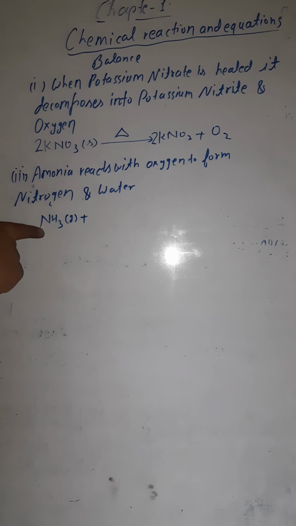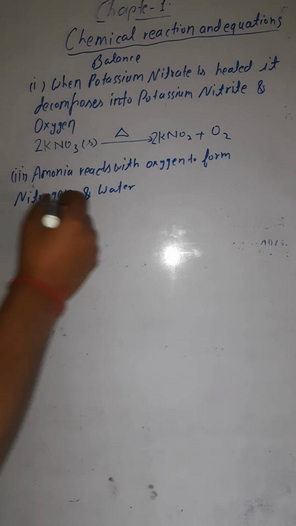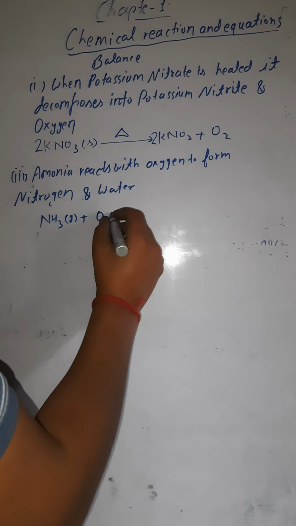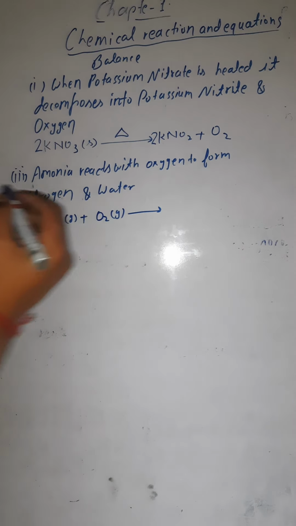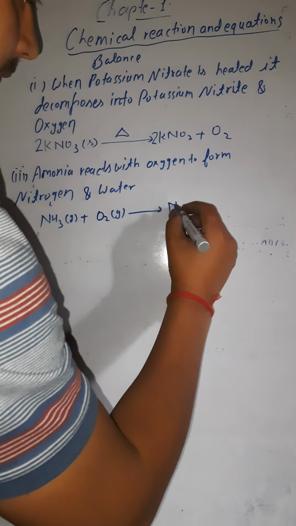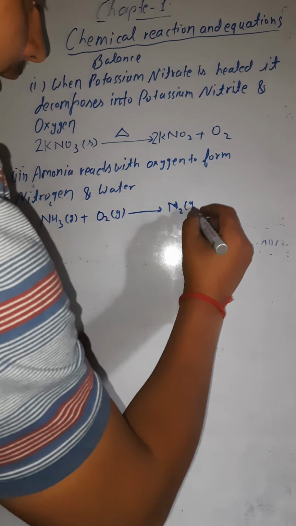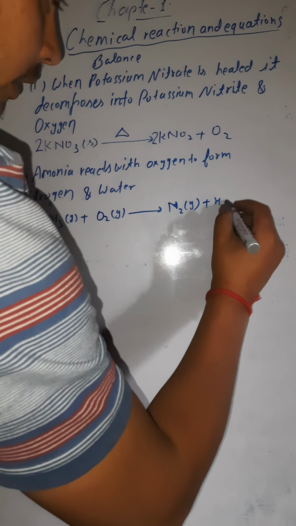Here you can see ammonia, that is in the state of gas, is reacting with oxygen, that is also in the state of gas. And it forms nitrogen, that is N2, again a gas, and water. Water is gas? No, it's a liquid. Now try to balance it.